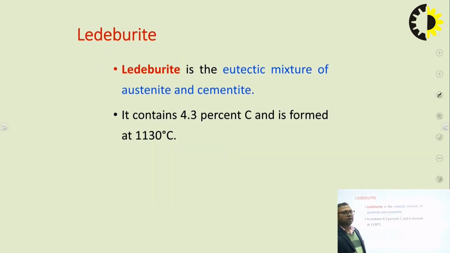Then another phase mixture is there, which is ledeburite. This ledeburite is not actually a phase, it is known as a phase mixture, and this ledeburite is formed at eutectic temperature, which is around 1130 degrees centigrade, and the carbon percentage is 4.3%. So this ledeburite is the eutectic mixture of austenite and cementite. Austenite means gamma phase and cementite means Fe3C phase.